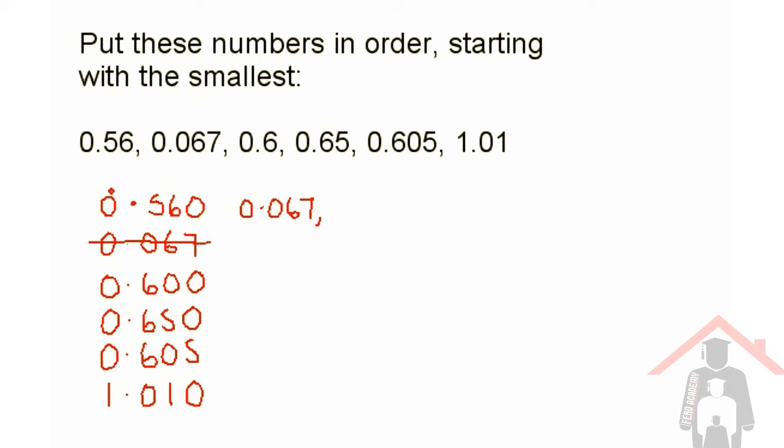Now for the next number, it's going to be one of the ones beginning with a 0. Look at the next column, I've got a choice of 5 or 6. So the 5 must be the smallest. Remember that this number was actually 0.56.